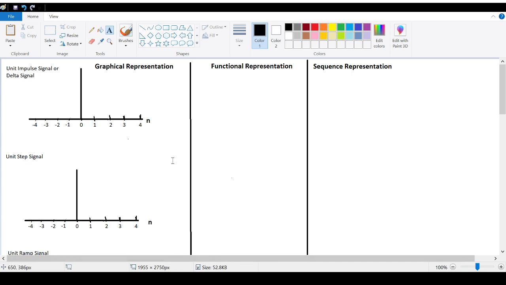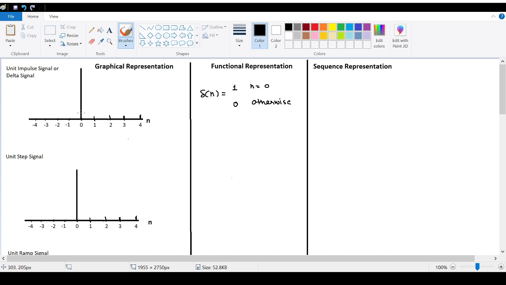Now coming to the unit impulse signal or delta signal. Basically this delta signal is represented with the symbol delta. So we can represent it like delta of n is equal to 1 when n is equal to 0, and it has the value 0 other than n is equal to 0.